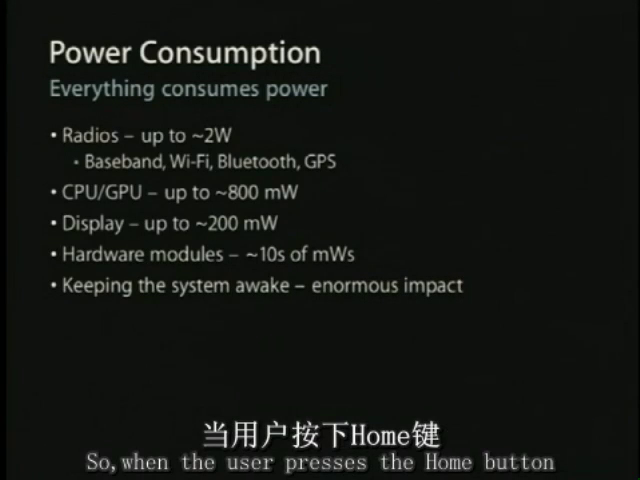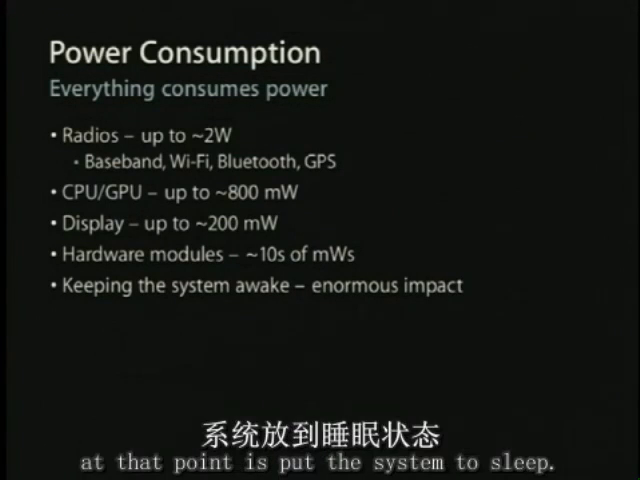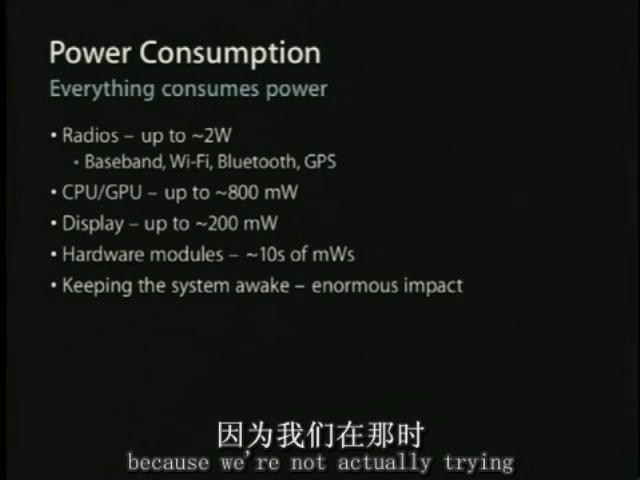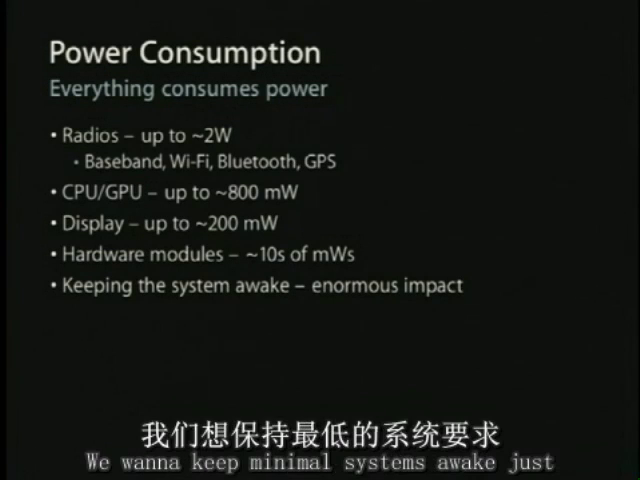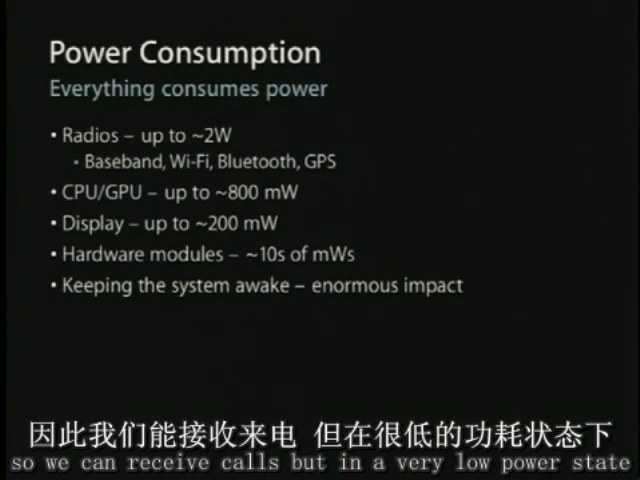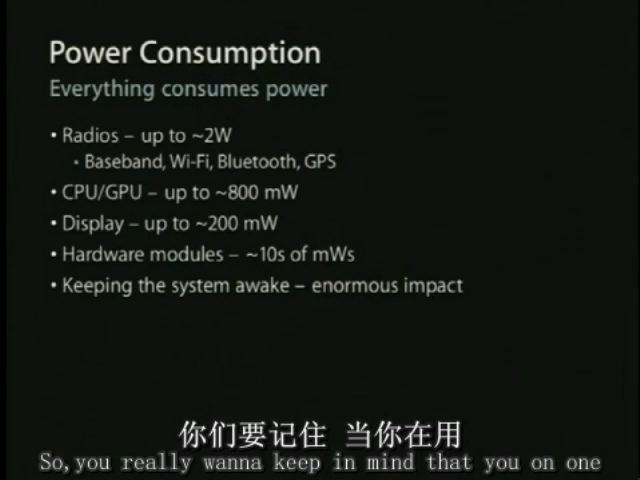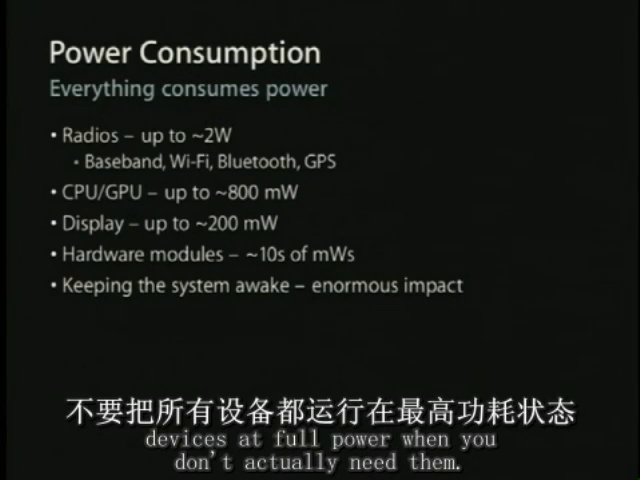So when the user presses the home button and the screen turns off and the device locks, generally what we want to do at that point is put the system to sleep. We don't want to be actively running the CPU, because we're not trying to compute anything and the user isn't using their device. We want to keep minimal systems awake, like the cell network connection so we can receive calls, but in a very low power state where we're not doing a lot of transmitting. You really want to keep in mind that you're on one of these devices and not run all your different components at full power when you don't need them.